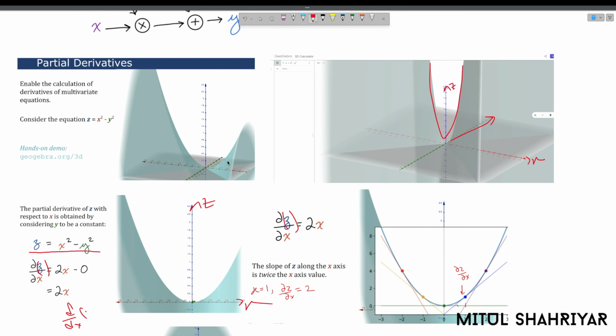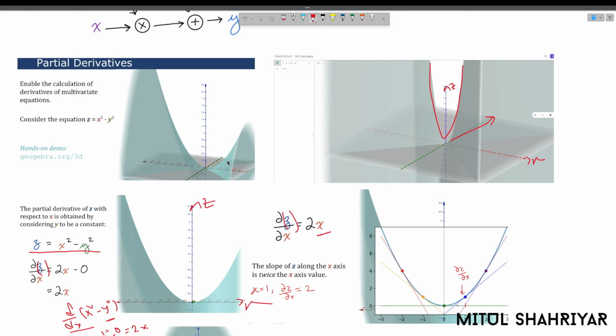d dx of what? x square minus y square. So first this one, as x and y are not the same, just consider y as a constant, and we will have 0 for that. For this we will have, first of all, the 2 here, and then x to the power 2 minus 1, minus 0, is basically x. That's it. That's how we got 2x. So 2x is basically what?